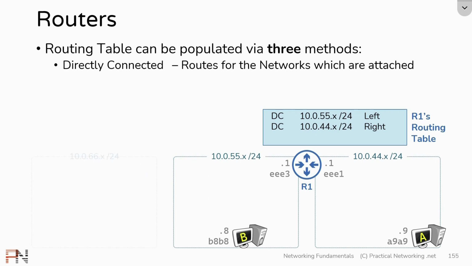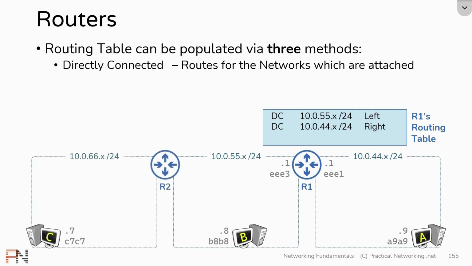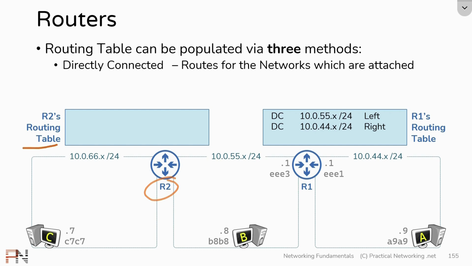Now let's add another network and another router to our topology. Here we have R2 in between the 10.0.66 network and the 10.0.55 network. Each router is going to maintain its own routing table, which means router 2 has its own routing table that is independent from router 1's. In each case, the routing table is a map of every network that router knows about. Just like before with R1, in order to attach R1 to the 10.0.44 and the 10.0.55 network, we had to configure an IP address in each of those networks. The same thing will apply with R2.